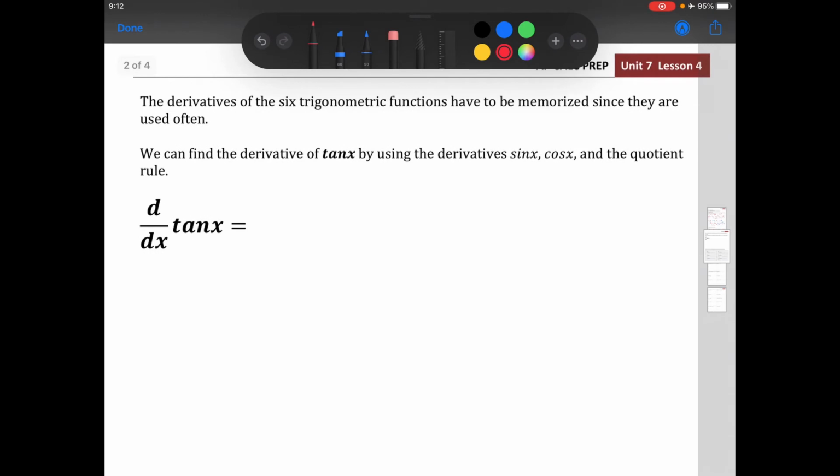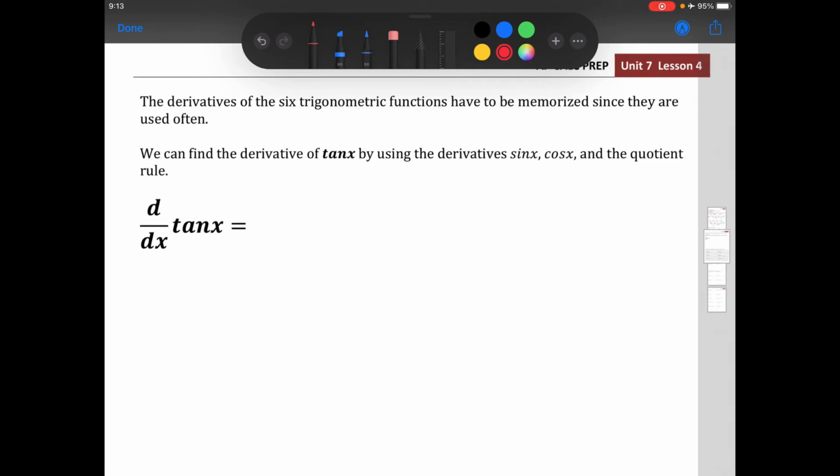So for the next page, it says the derivatives of the 6 trigonometric functions have to be memorized since they are used very often. So please make sure we get very, very comfortable with them. You don't need to know how to derive them, but you need to just have them memorized. So it says we can find the derivative of tangent x by using the derivative of sine, cosine, and the quotient rule. So we're going to just derive one of them.